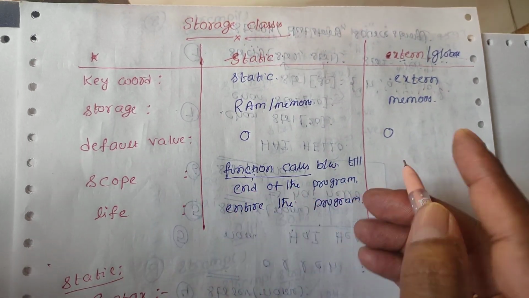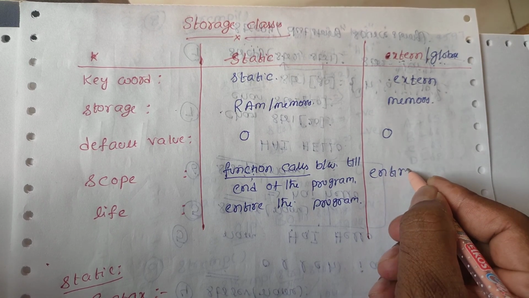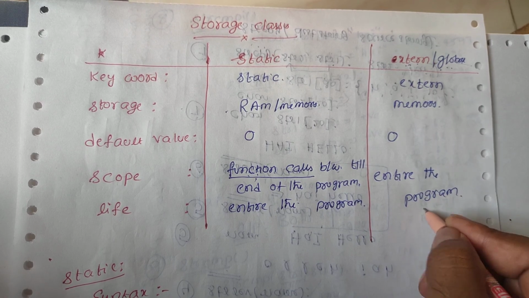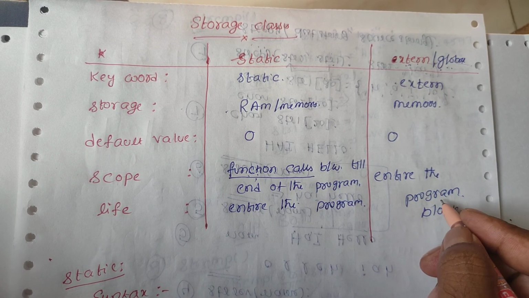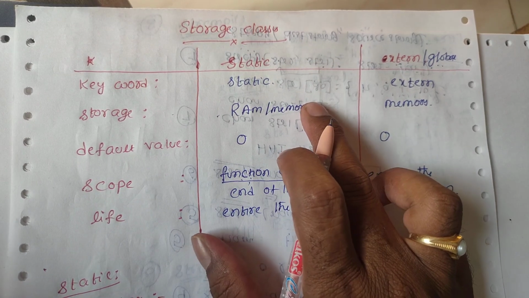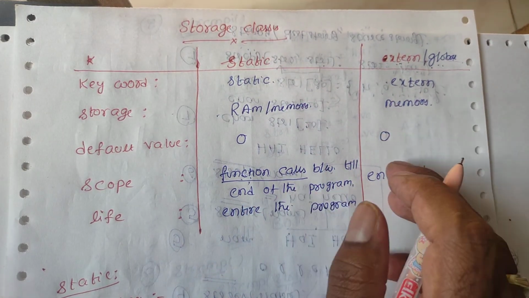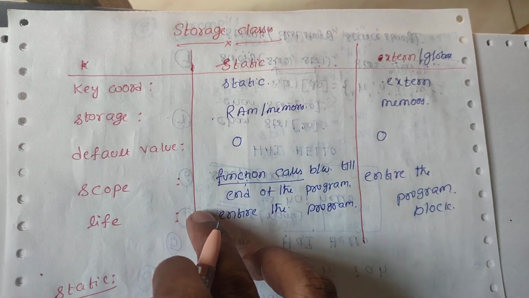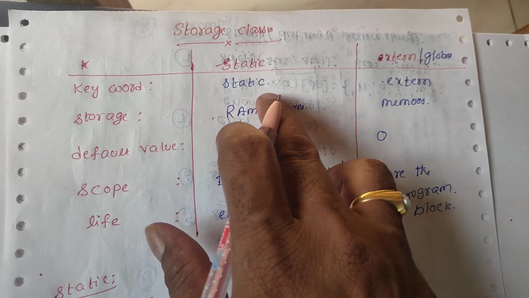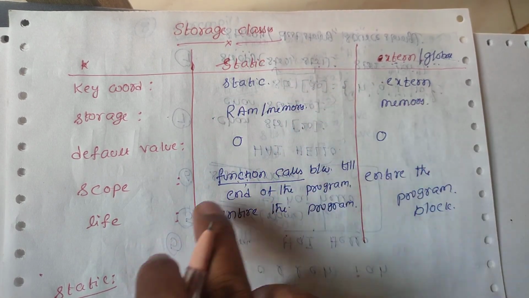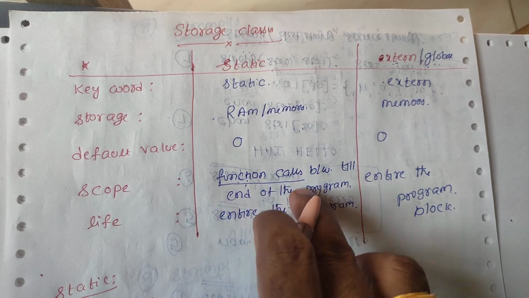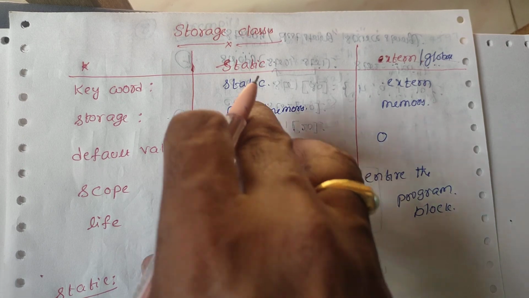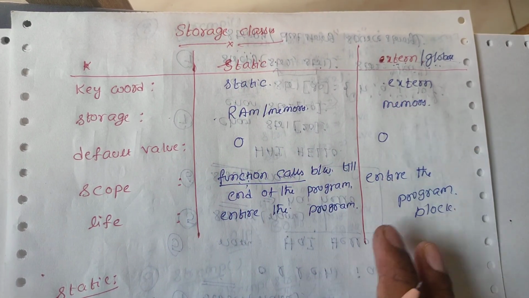Next, the scope is the entire program, and the life is also the entire program. So this is the static storage class and the external storage class. Both have default value 0 and the same storage, but the keyword and scope are different. The keyword is static here and extern there. For static, the scope is only between function calls, but for external it is the entire program block.